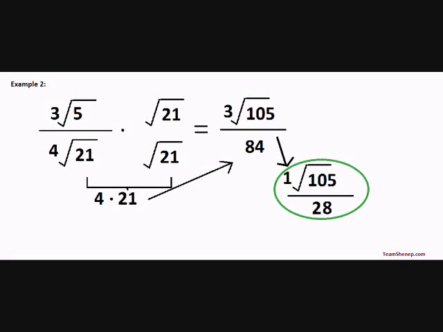Now you know how to simplify a radical expression by rationalizing the denominator. And remember, no radical can be in the denominator. So if you end up with 1, it's probably wrong.